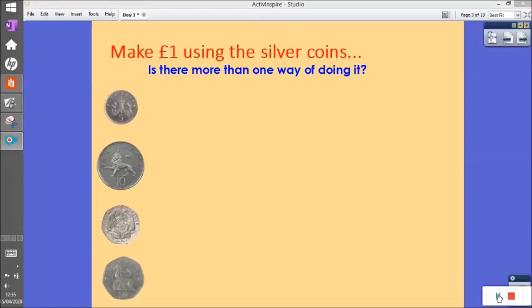Brilliant. Okay, for the next challenge, I want you to see how many different ways you can make £1 using the silver coins. So I'm just going to double check you can all see these. You've got a 5 pence coin, 10 pence, 20 pence and 50 pence. So how would you make £1? Would you need 2 of one, 5 of one? Would you need a mixture of them? Have a think, how many different ways can you do it? Pause me and then come back when you've had a go, okay?